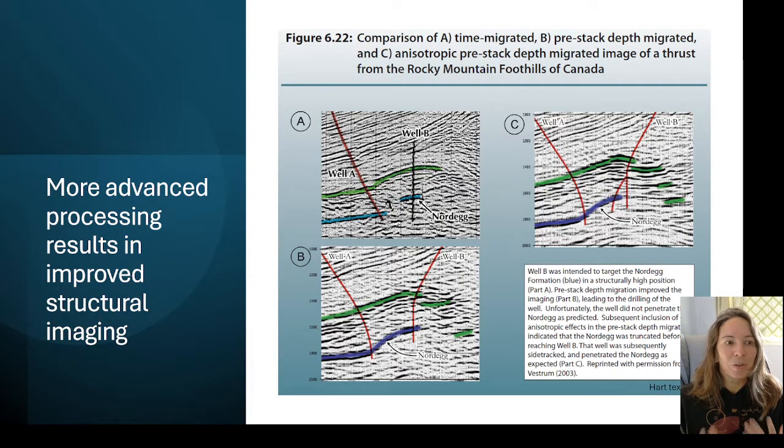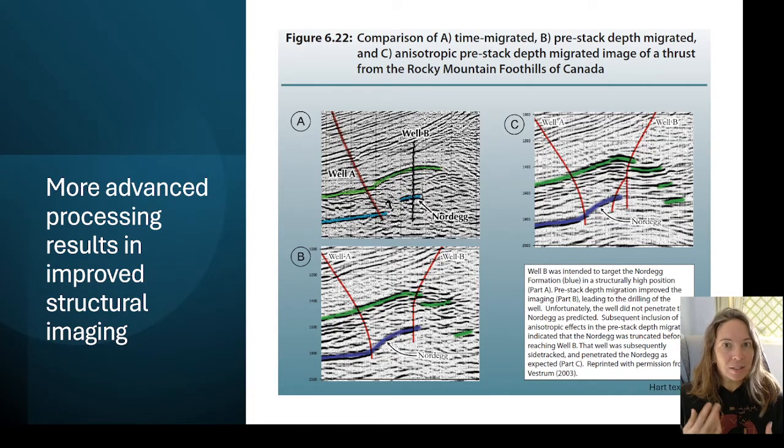Okay, so we've also talked already about how more advanced processing can dramatically help you improve your imaging, and that goes with structural imaging too. If we look at these 3 versions of the same sections in the Rocky Mountain foothills, you can see how each step of processing, from time migration to pre-stack depth migration, and then even anisotropic, this is one of the words I've struggled with for like 20 years, pre-stack depth migration really reveals more detail about the thrust structure in this case.